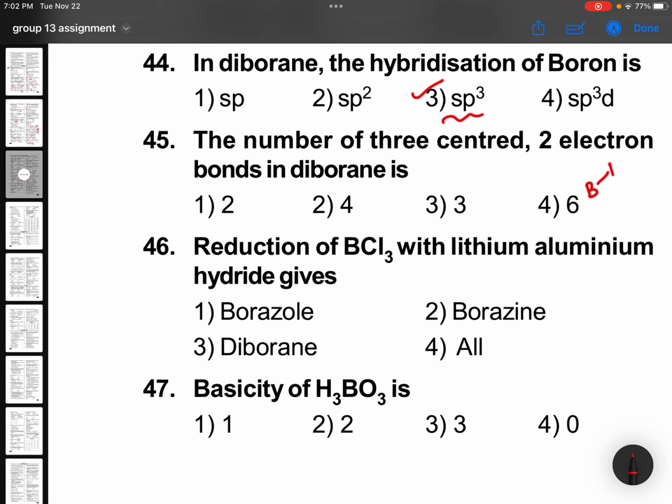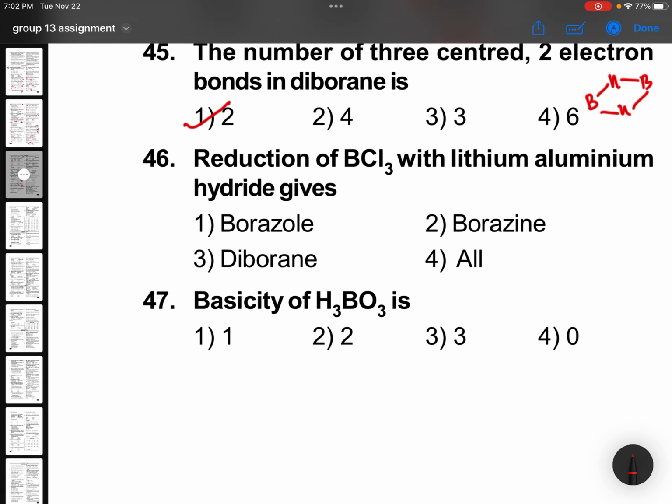The number of these is 1, this is 2. So it is 2. Reduction of BCl3 with lithium aluminum hydride gives B2H6. Okay, so it is diborane.